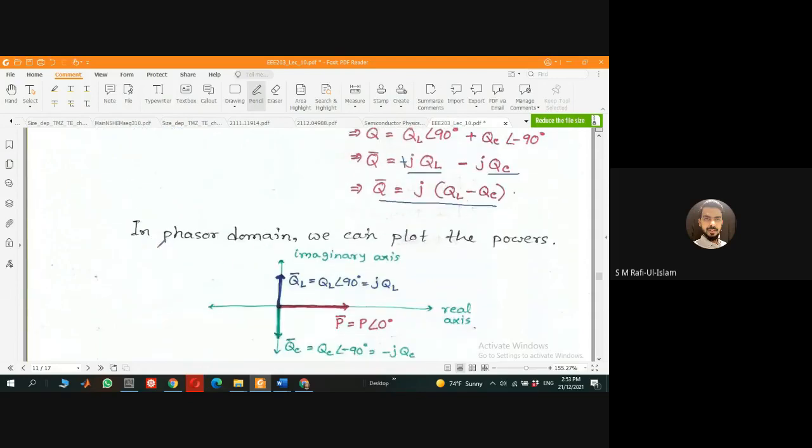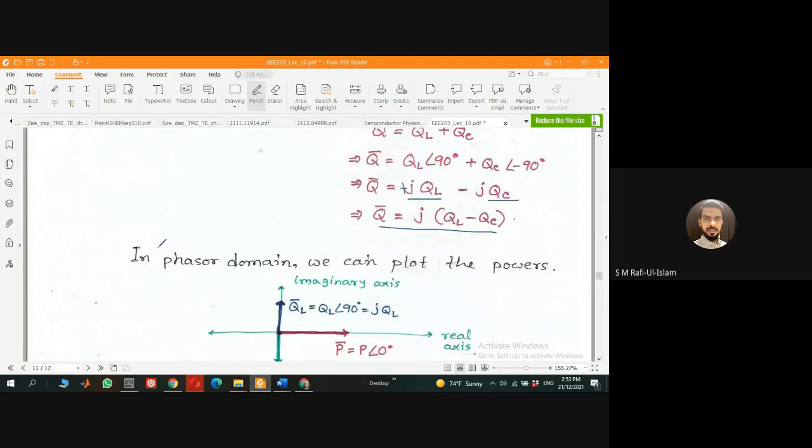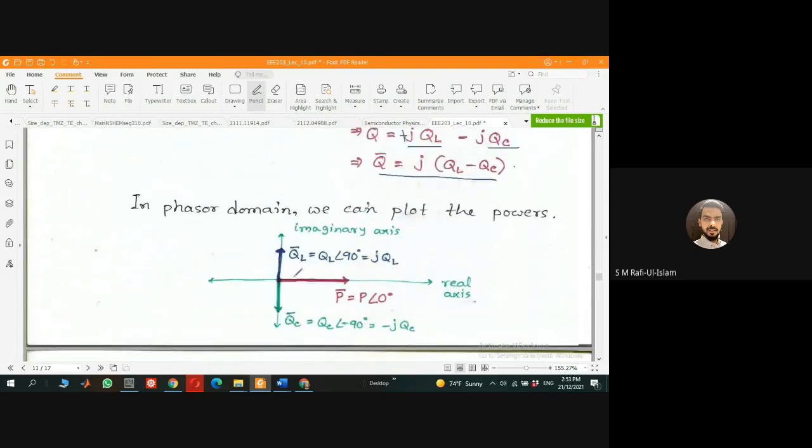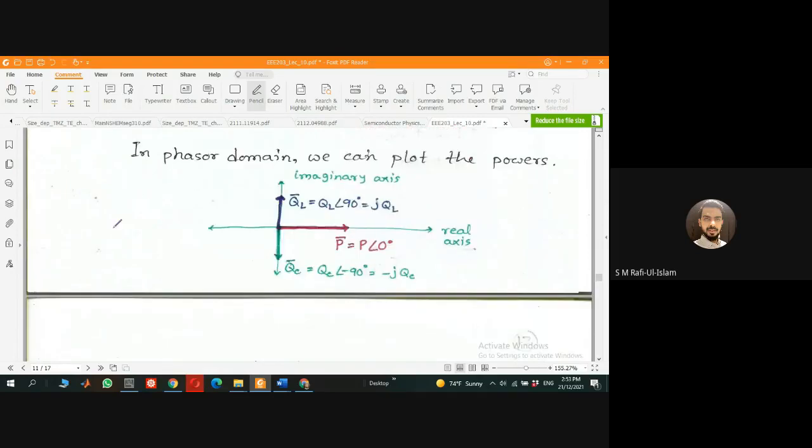So if I want to plot the power triangle or power diagram, this is called the power diagram. This is a simple phasor diagram. So this is the real axis. So we'll plot the real axis. In the real axis, which power will we plot? That is the real power, right? For the reactive power, we have two options, either inductive reactive power or capacitive reactive power.